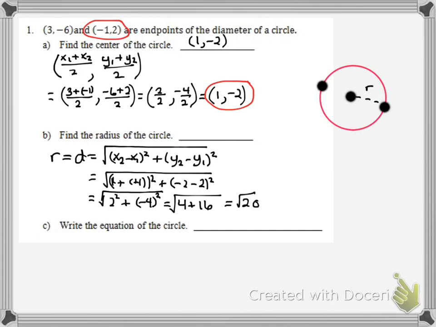Now technically we should simplify this. 20 has a perfect square that goes into it, which is 4. The square root of 4 is 2. So the correct simplified answer would be 2 radical 5.